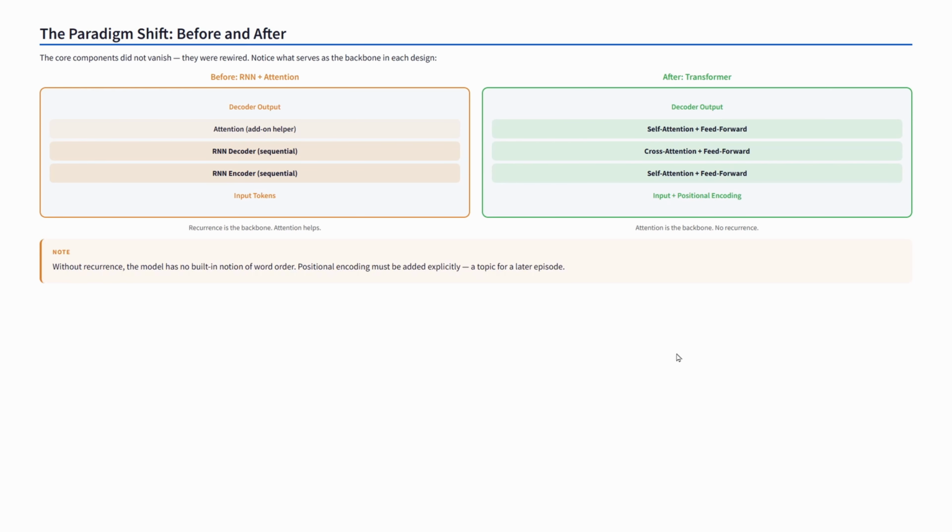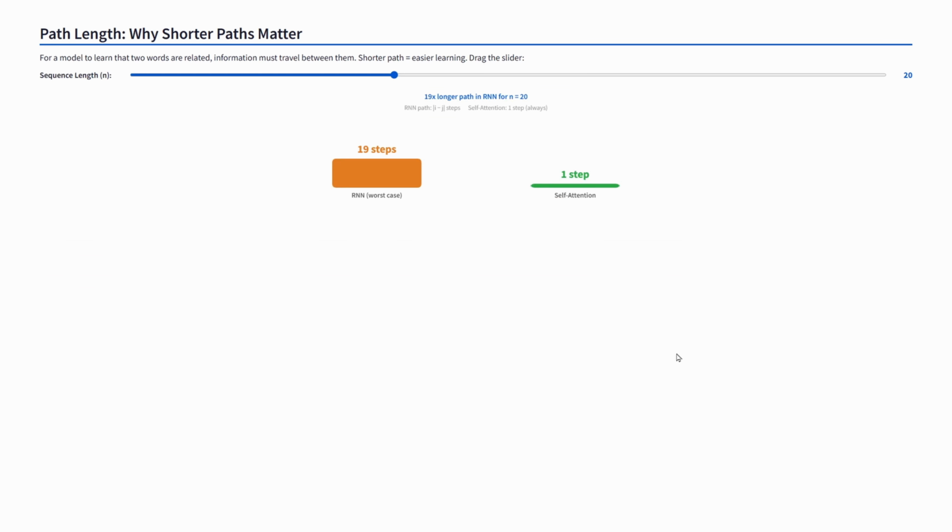But notice something interesting about the right side. Without recurrence, the model has no built-in notion of word order. If you shuffle all the input words, the self-attention mechanism wouldn't know the difference. It treats the input as a set, not a sequence, right? That's why the transformer needed positional encoding, an explicit signal that tells the model where each token sits in the sequence. We'll dig into exactly how that works in later episodes.